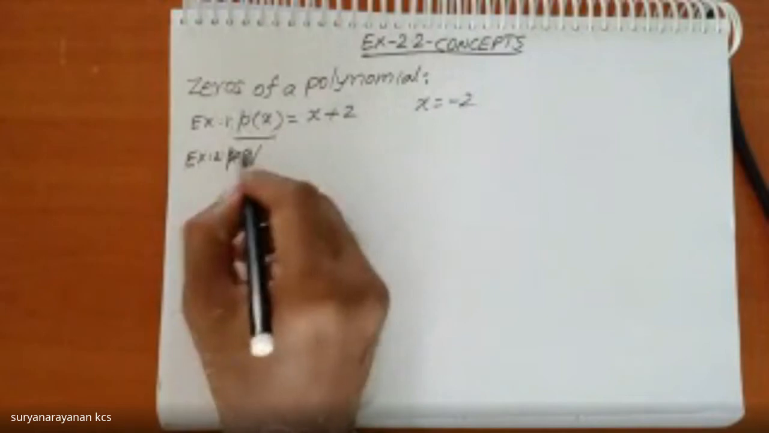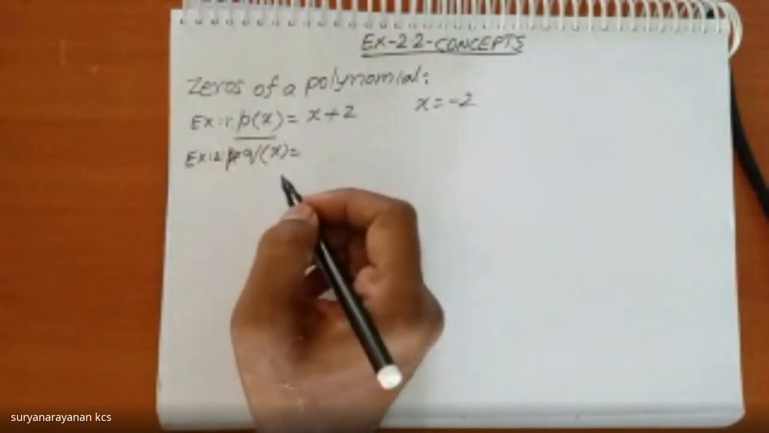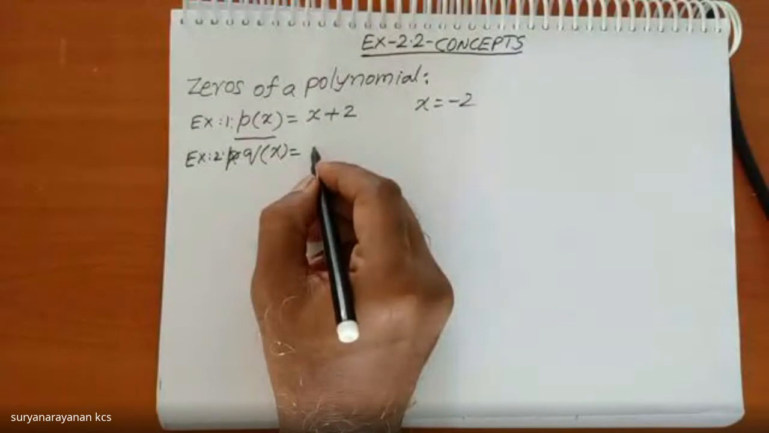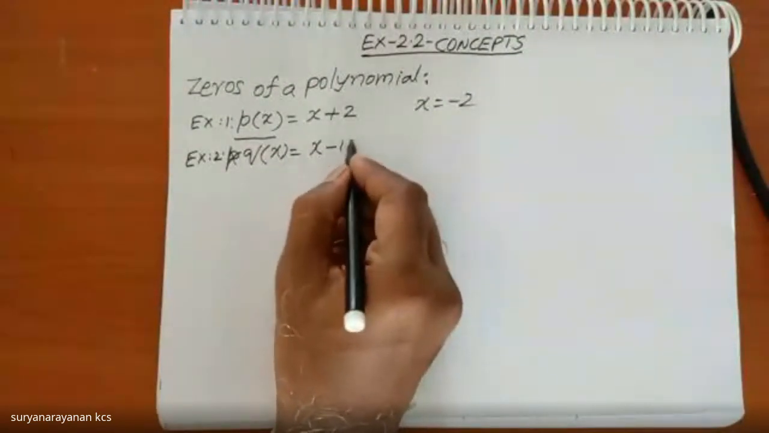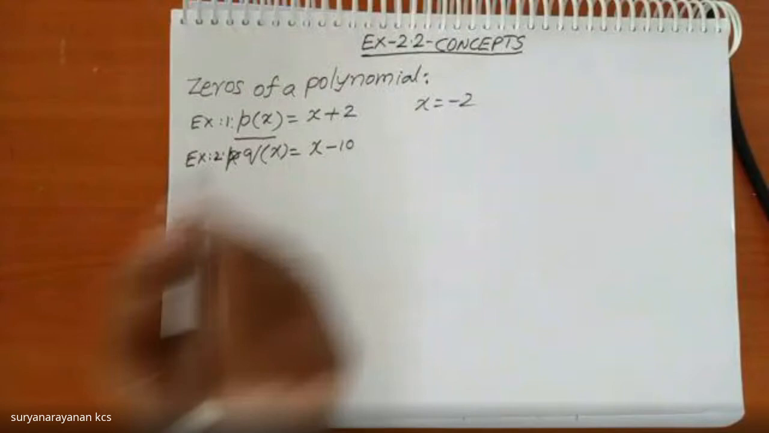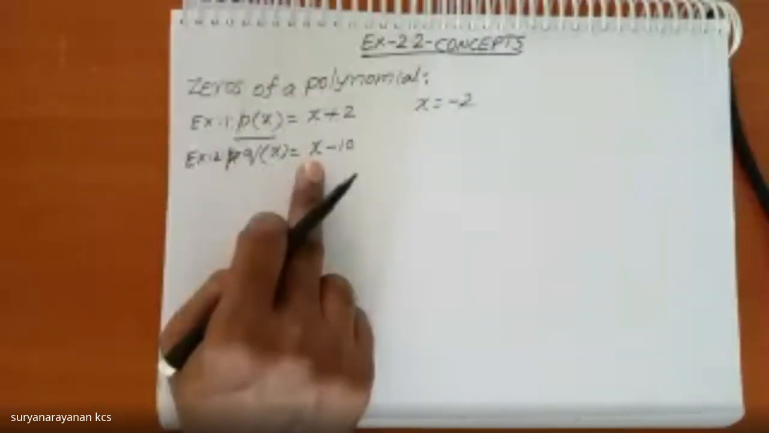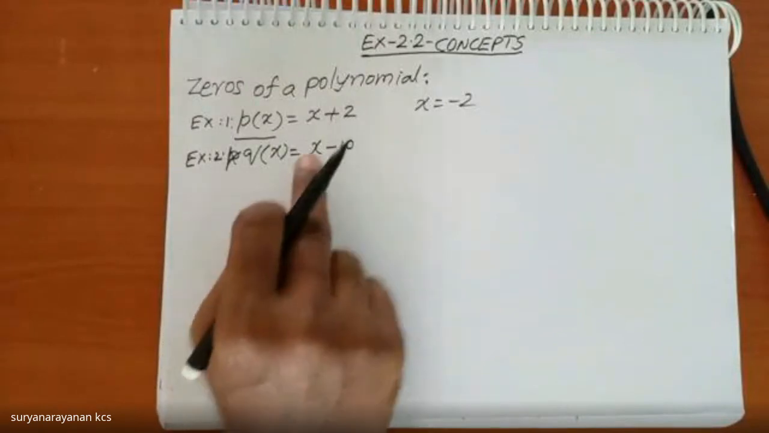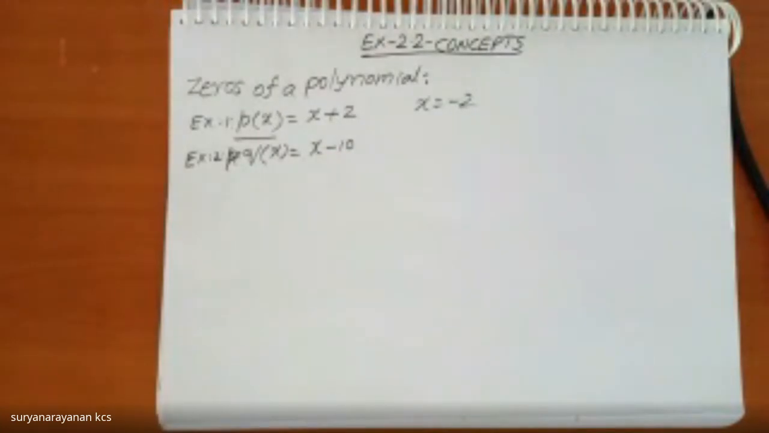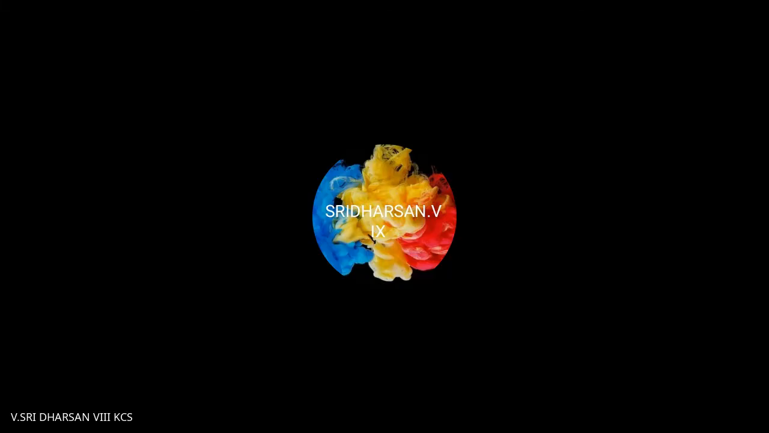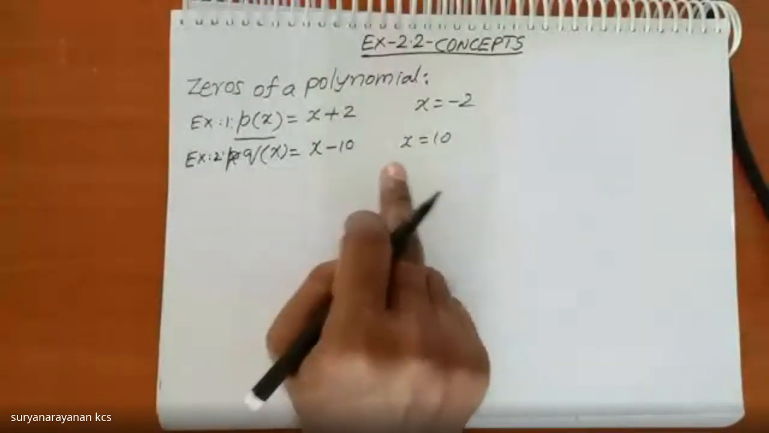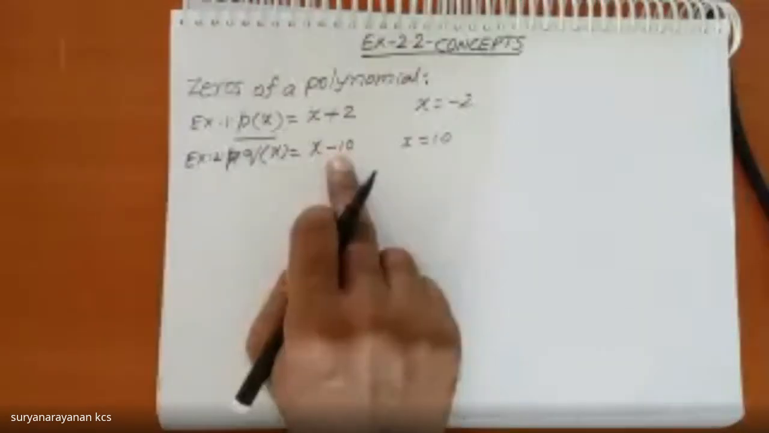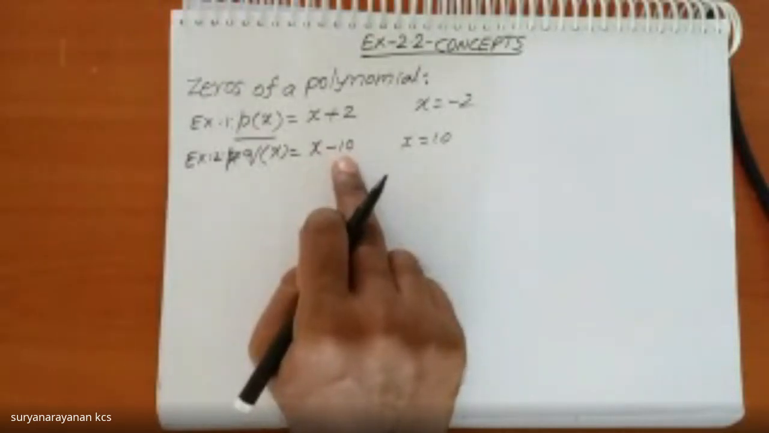Example 2. Q of x is equal to x minus 10. This is also a polynomial in x. Then how do you get 0 here? Which value should be substituted in the place of x? Plus 10. Yes, very good. x is equal to 10. If the x value is 10, then the value of this expression becomes 0.